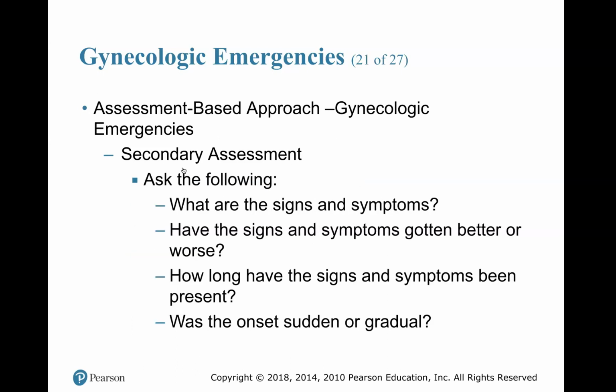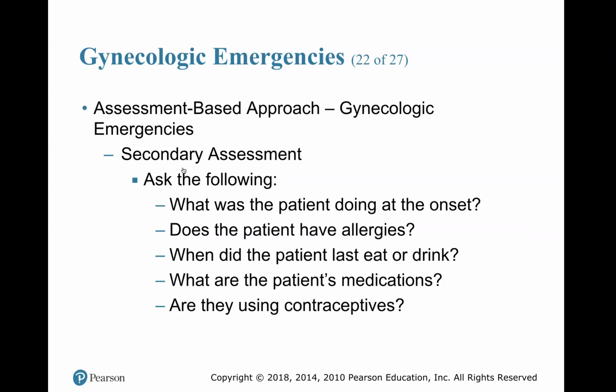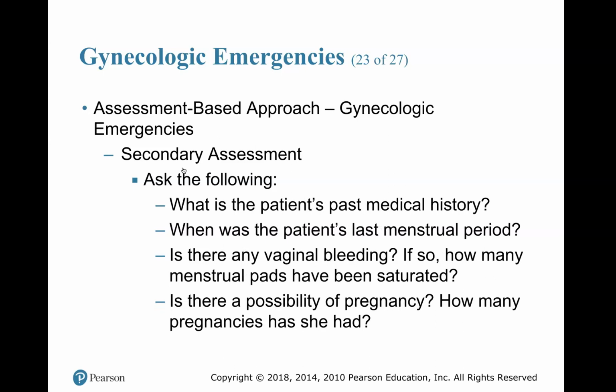Ask the following questions. What are the signs and symptoms? Have the signs and symptoms gotten better or worse? How long have the signs and symptoms been present? Was the onset sudden or gradual? What was the patient doing at the onset? Does the patient have allergies? When did the patient last eat or drink? What are the patient's medications, and are they using contraceptives? What is the patient's past medical history?